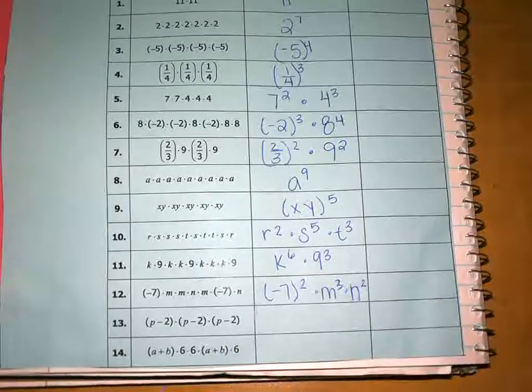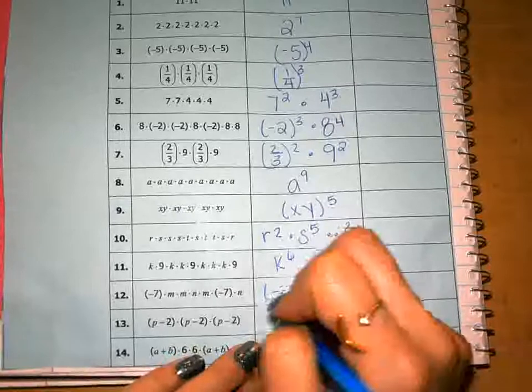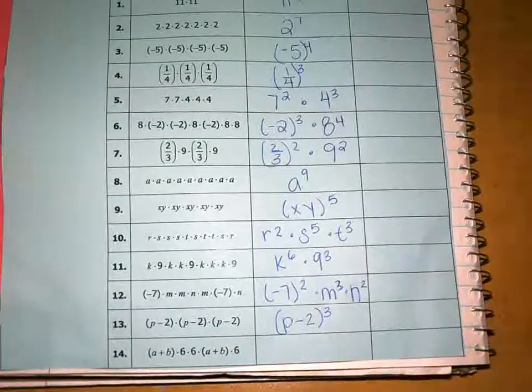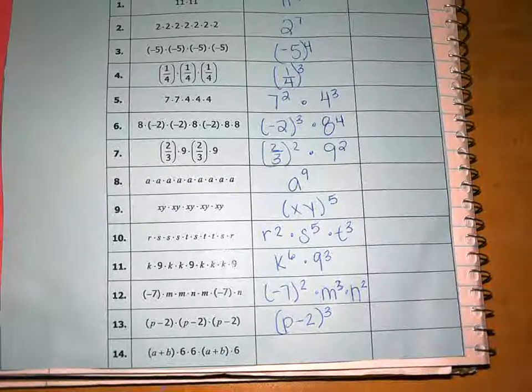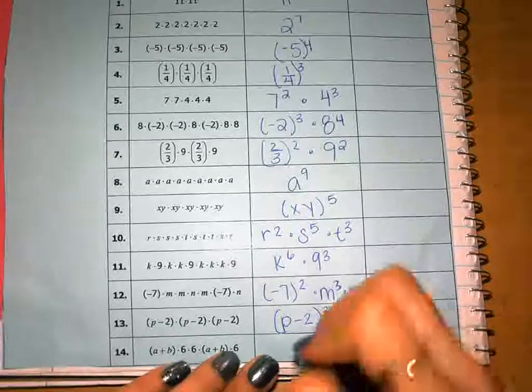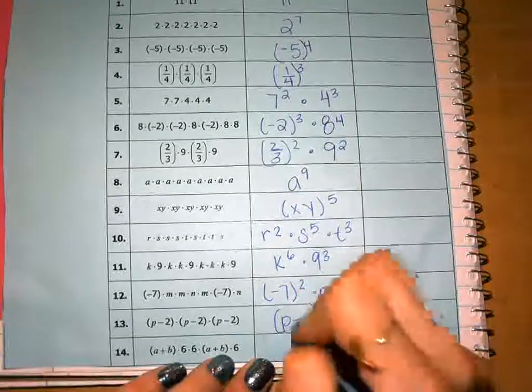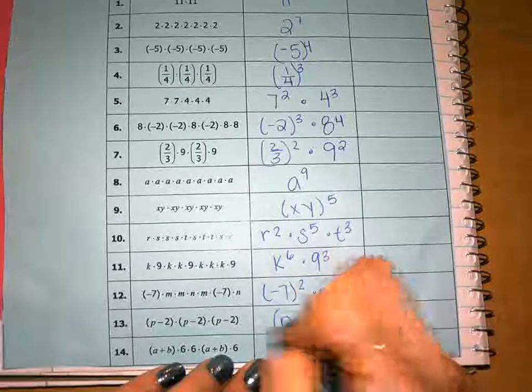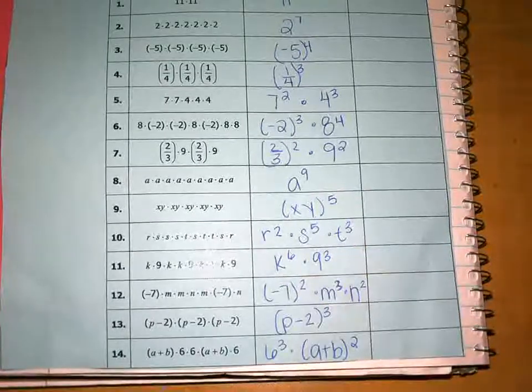Very nicely done. Blaine, answer for number 13. P minus 2 in parentheses to the third power. Nicely done. And 14. Brock. A plus b in parentheses to the second power times 6 to the third. And then I'm just going to flip-flop those, but it means the exact same thing.